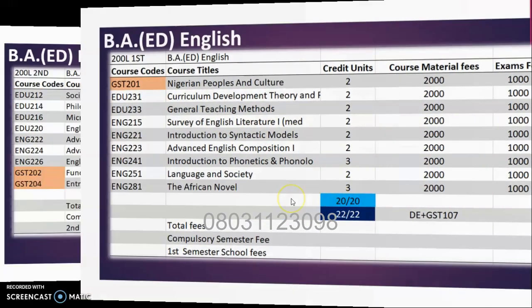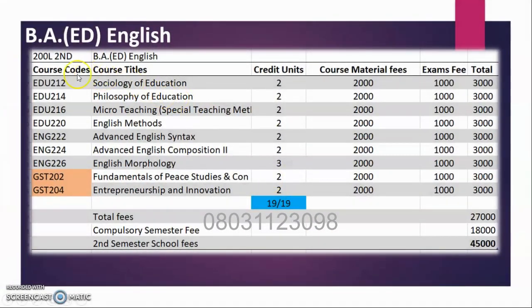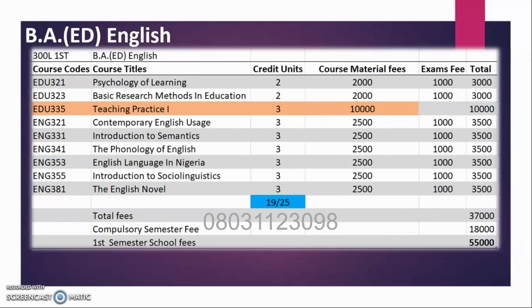Then 200 level second semester. These are your courses. 19 units in total. You can still see the error reappeared here. 500 is missing, so you add it here. It becomes 45,500. So you're expected to register all of this and pass them. That's why you say 19 of 19. So sum this up, you get 45,500 as your second semester fee for 200 level.